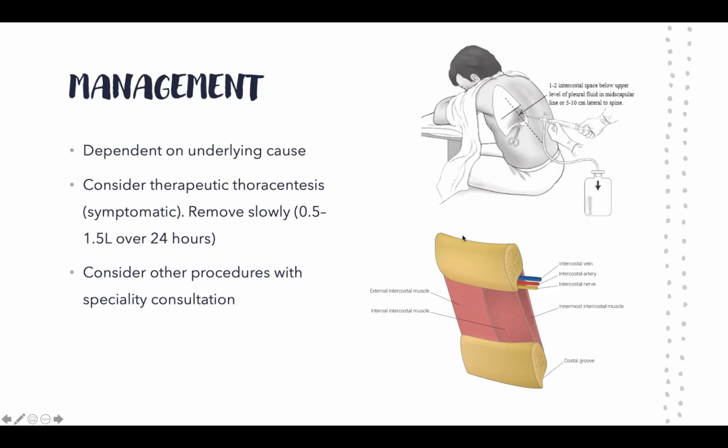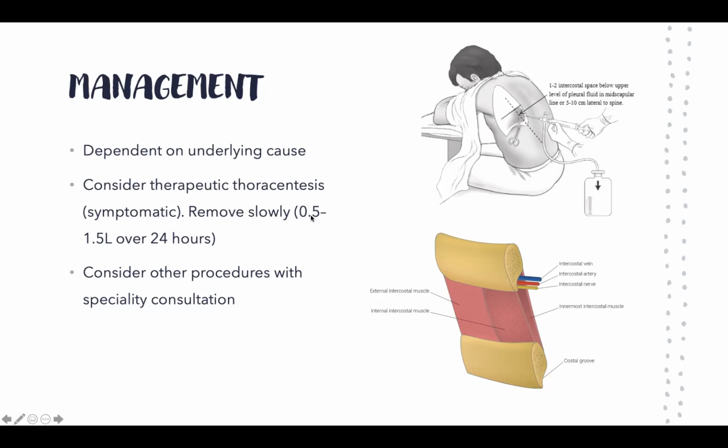So it's important to aim above the rib because below the rib, we've got some important structures like our intercostal vein, arteries, and nerves that run underneath the rib. So make sure you aim up above the rib and you use lidocaine as pain relief as well, and you would enter through that and get a sample of the pleural fluid.